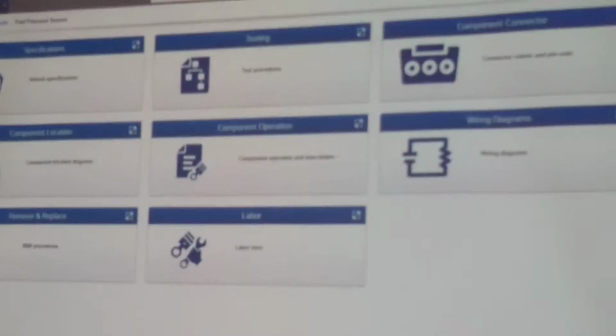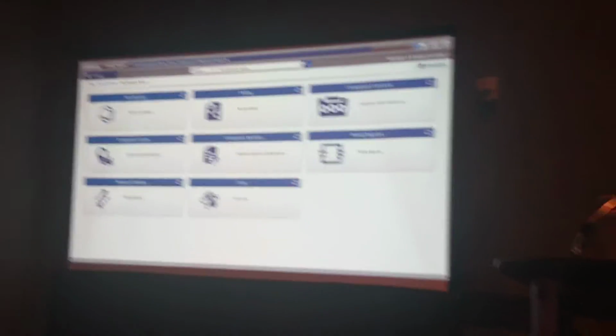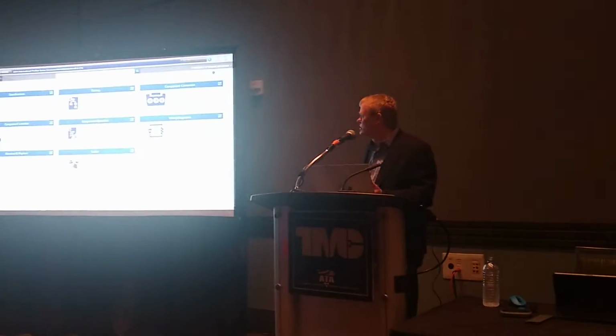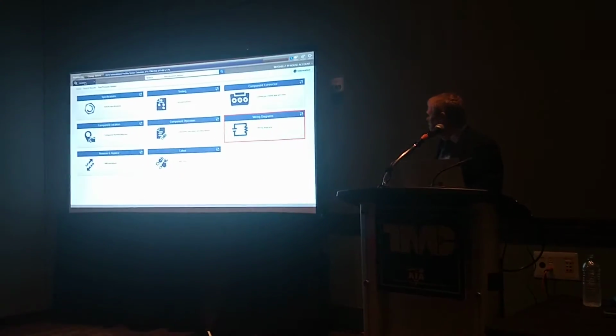I searched for fuel pressure sensor, I've got an issue with it. And then I'm presented with these index cards that represent all the information types that we have around that sensor, right? And we're focused on wiring diagrams, so that's where I'm going to go.